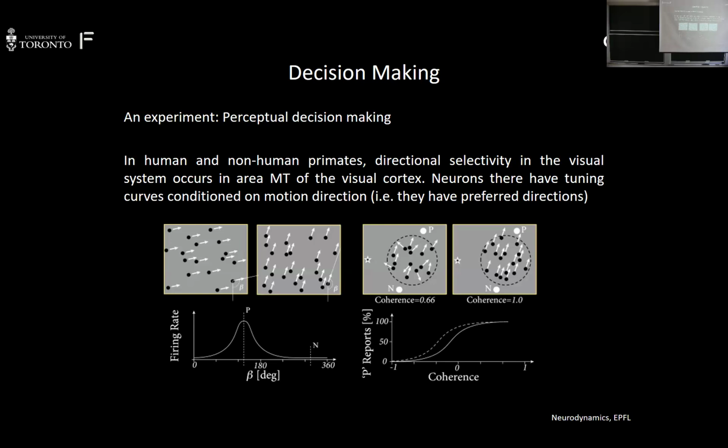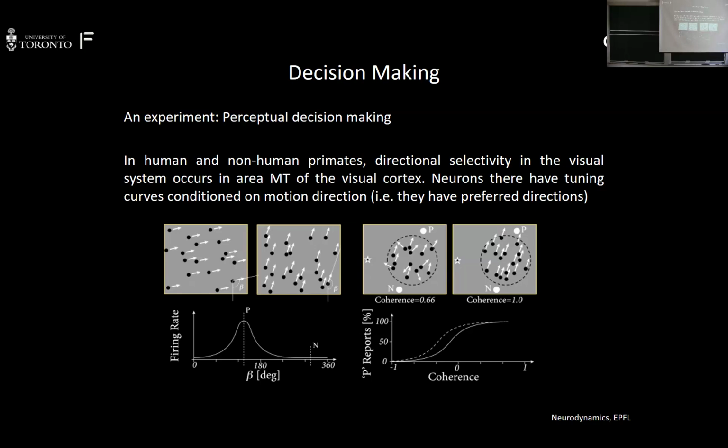There's also we see this type of thing in the brain. They're called directionally selective cells in the higher order part of the visual cortex, area MT. So it's the motion area of visual cortex. In macaques in particular, there's been a lot of work recording the activity of neurons and characterizing something called a tuning curve conditioned on the motion direction.